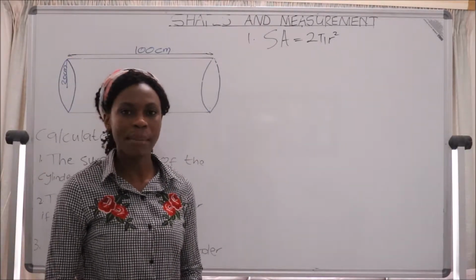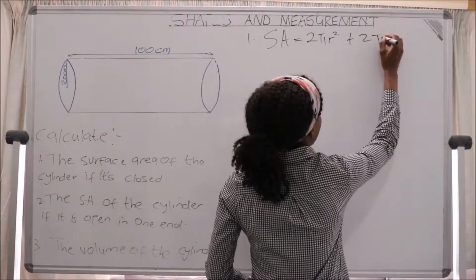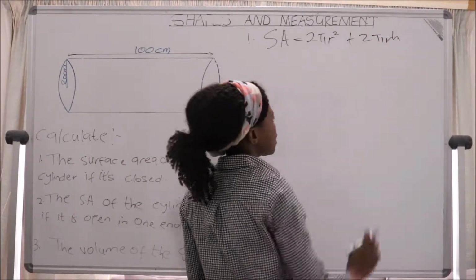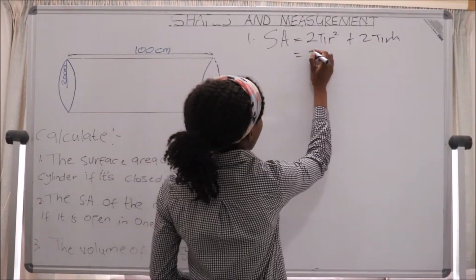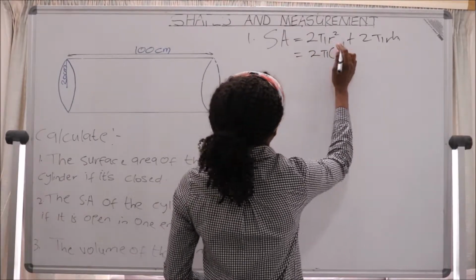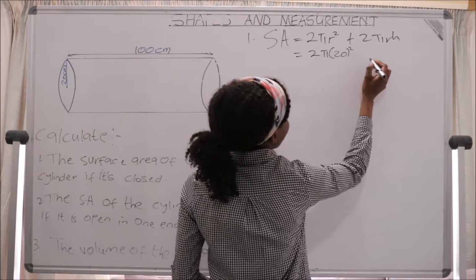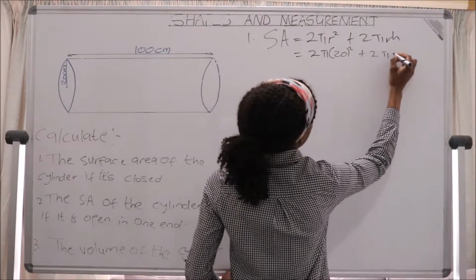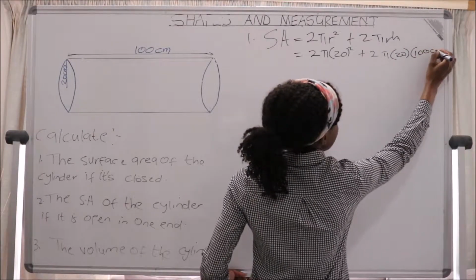So when we sum them up, it will give us 2 pi r squared plus 2 pi rh, of which this is the circumference of the circle multiplied by the height. So here we're gonna have 2 and our pi and our r, which is the radius, is equal to 20 centimeters. So that will be squared plus 2 pi and our radius is equal to 20 and our h there is equal to 100 centimeters.